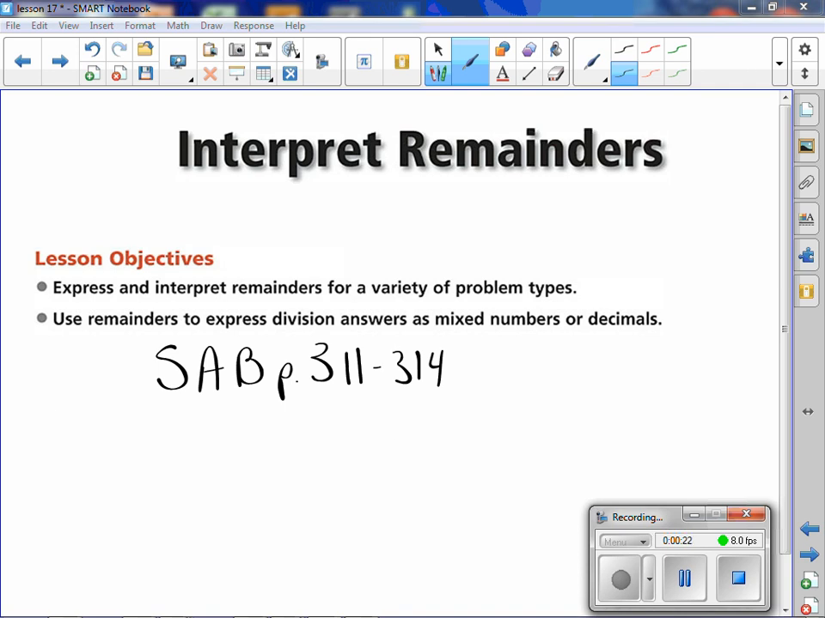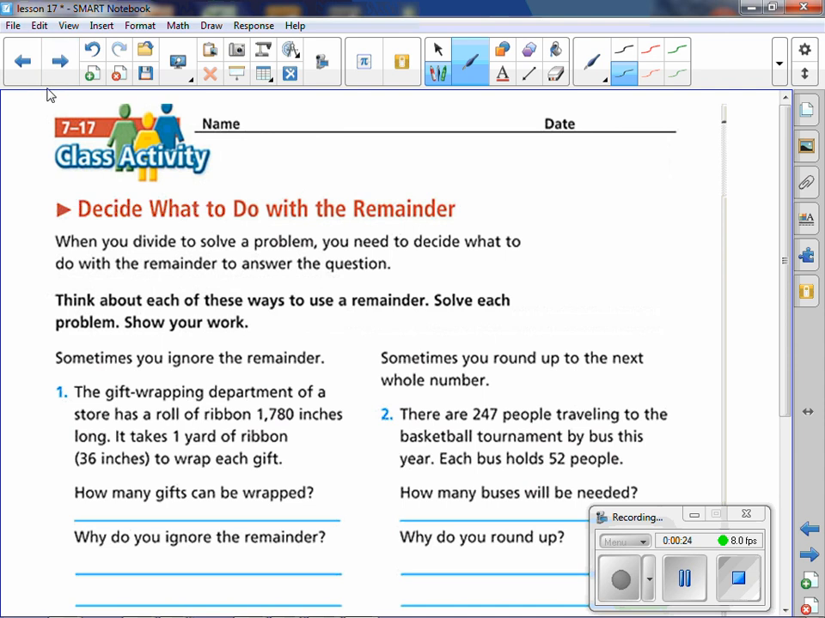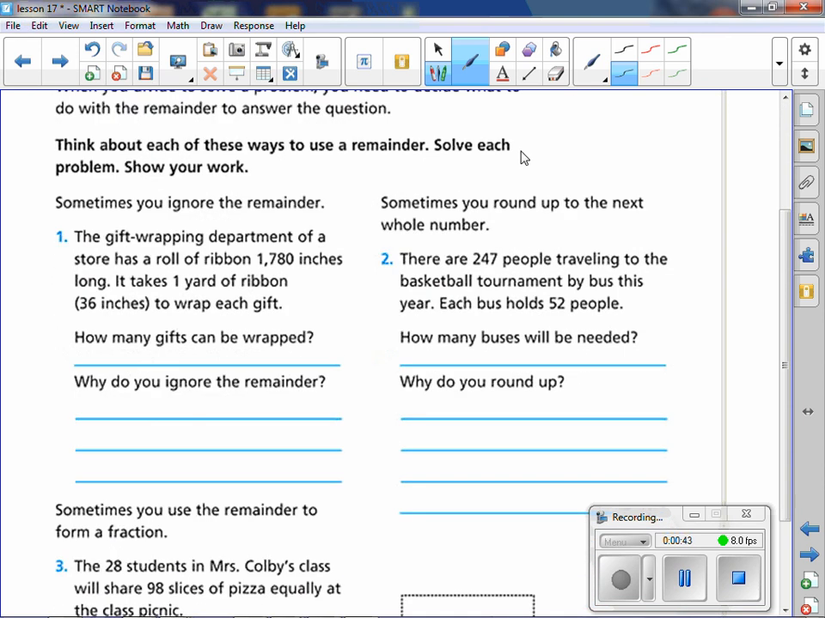SAB page 311 through 314. Okay, so we're just deciding what to do with the remainder. When we divide to solve problems, we need to decide what's going to happen to the remainder. You can think about it becoming a decimal, a fraction, or being left as a remainder, what you do with it essentially at the end. So these are just some problems to think about what we do with the remainder.